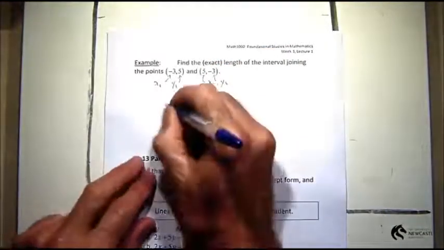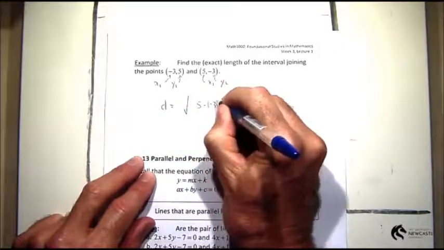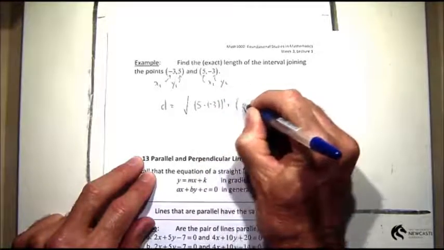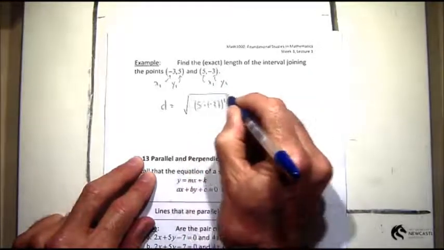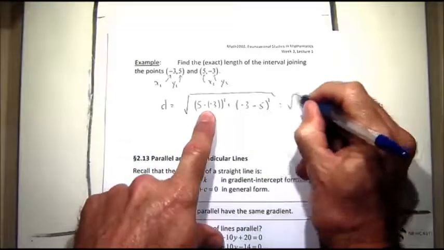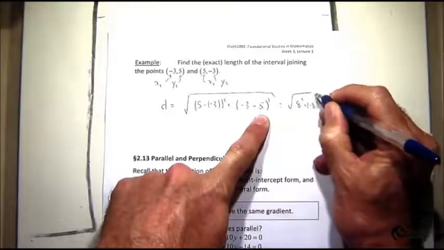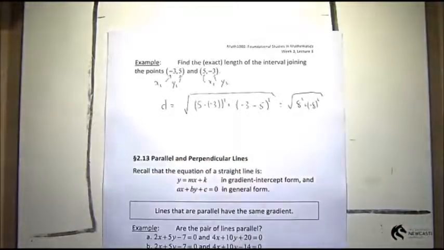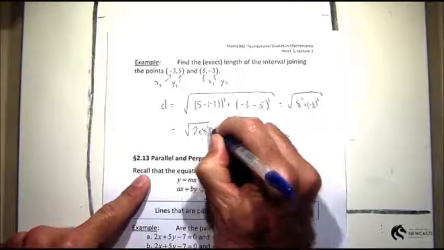And then according to my formula, the distance will be the square root of x2 minus x1 all squared plus y2 minus y1 all squared. So 5 minus 3 is 8. So that's 8 squared. Minus 3 minus 5 is minus 8 all squared. And of course minus 8 all squared is the same as 8 squared. So here I might write that as 2 times 8 squared.